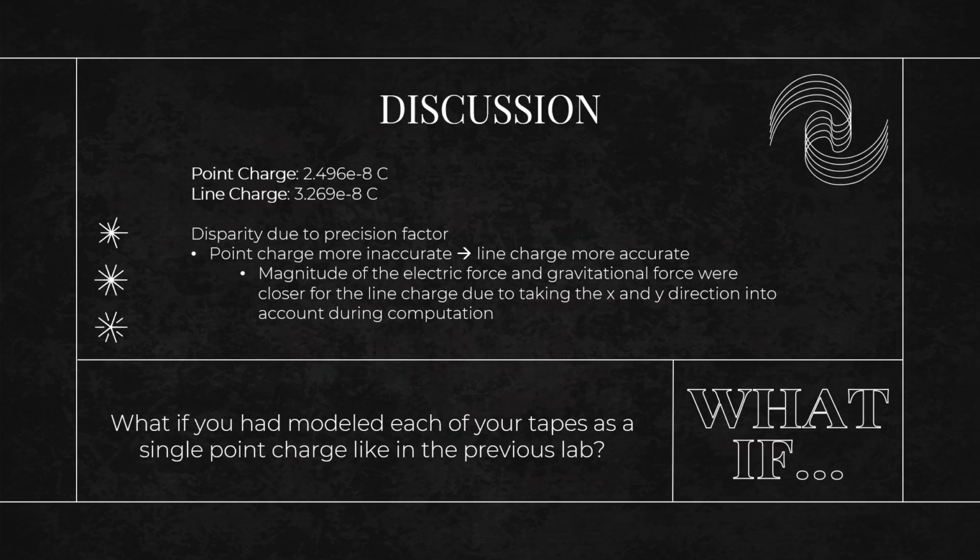So what if we had modeled each of our tapes as a single point charge like in the previous lab? For lab 1, our point charge was 2.496 times 10 to the negative 8 coulombs, and for this one it was 3.269 times 10 to the negative 8 coulombs. And there's the big disparity due to the precision factor, and the point charge is more inaccurate, whereas the line charge is more accurate. We can see that the magnitudes of the electric force and gravitational force from both these experiments were closer for the line charge due to taking into account the x and y directions in the computational model rather than just the x like in lab 1.